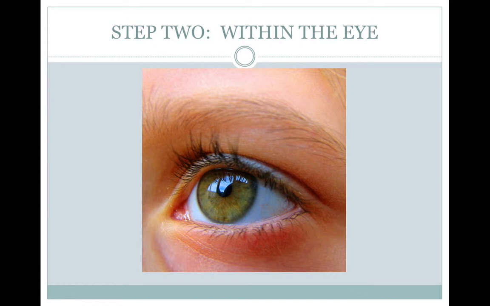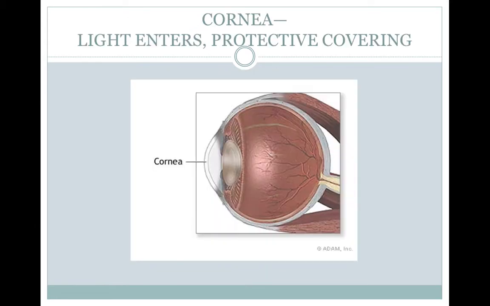Step 2 is within the eye. We're going to take a look at the structures within the eye and look how the process of transduction works. The cornea is your protective covering. This is where the light enters. We have corneas to keep out flecks and particles and dust, and you know how sensitive the corneas can be. If you've ever had a cornea scratch or a cornea tear, it's been a pretty miserable experience. So we know that the cornea is very sensitive. It protects the eye. It actually bends the light to provide focus.